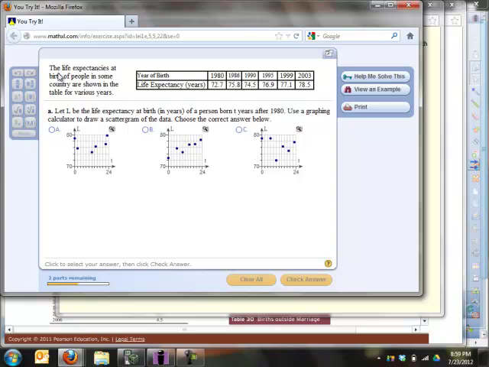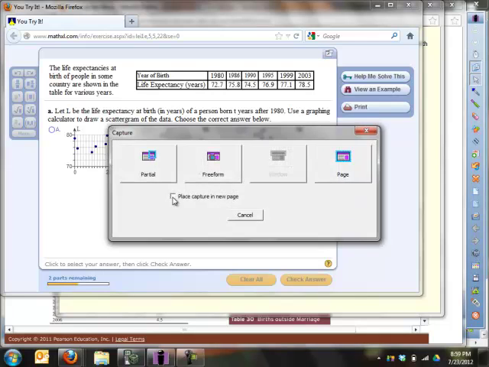In this problem, the life expectancies at birth of people in some country are shown in a table for various years. Then they say let L be the life expectancy, the second row, in years, at birth of a person born T years after 1980. Using a graphing calculator, draw a scattergram of the data and choose the correct answer below. So I want to take a quick snapshot of this.